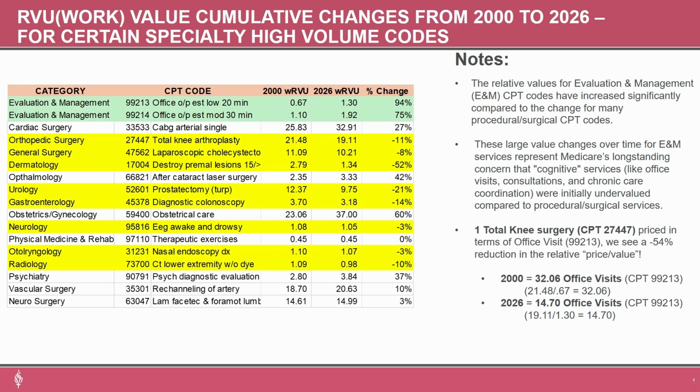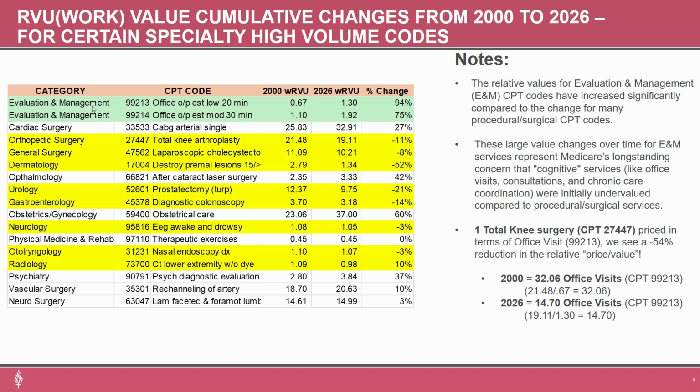Let's now review the impact the budget neutrality policy has had over time on the work RVU values assigned to some of the most frequently used CPT codes. The relative values for evaluation and management CPT codes have increased significantly compared to changes for many procedural and surgical CPT codes. The chart to the left shows that.